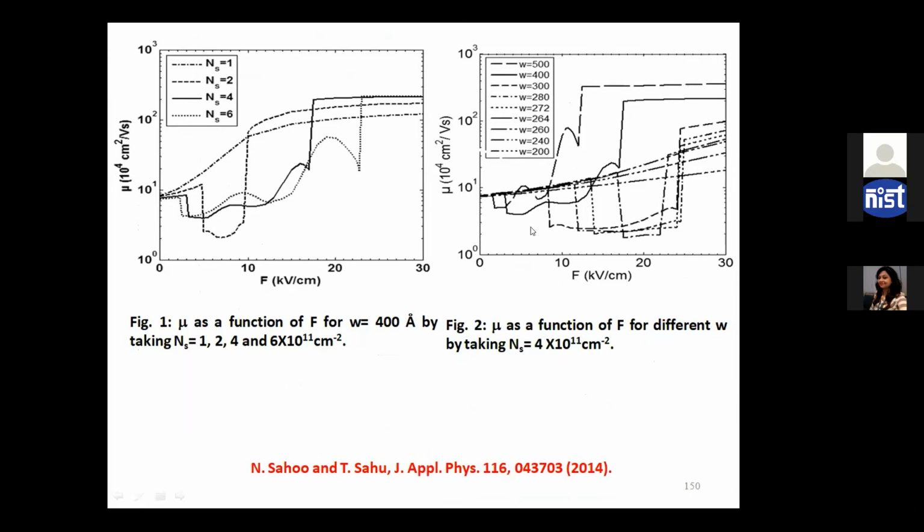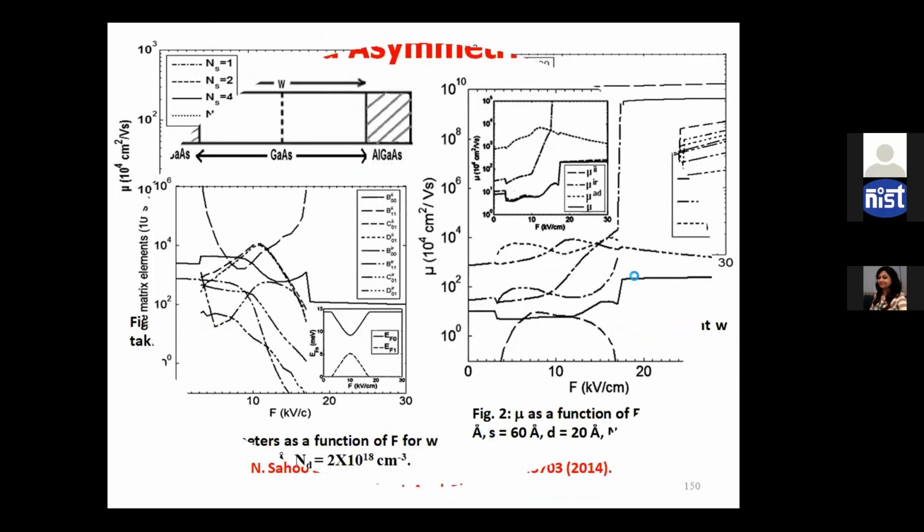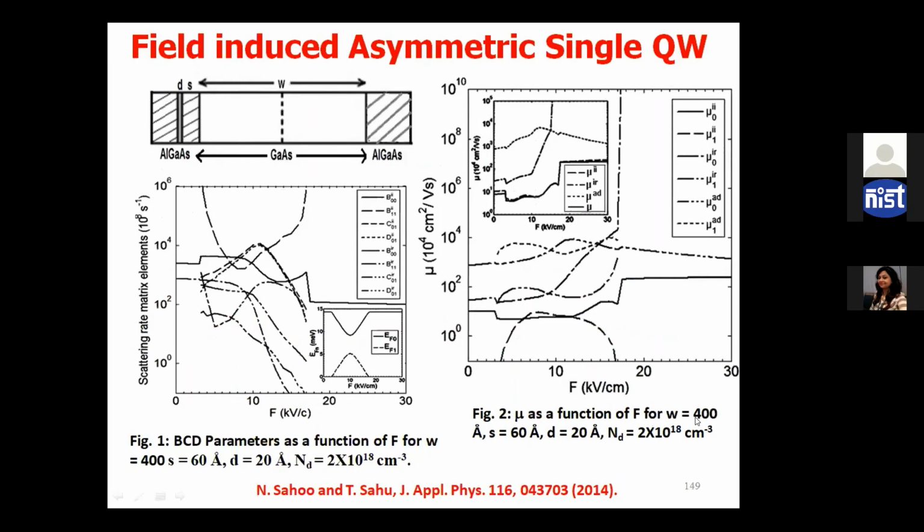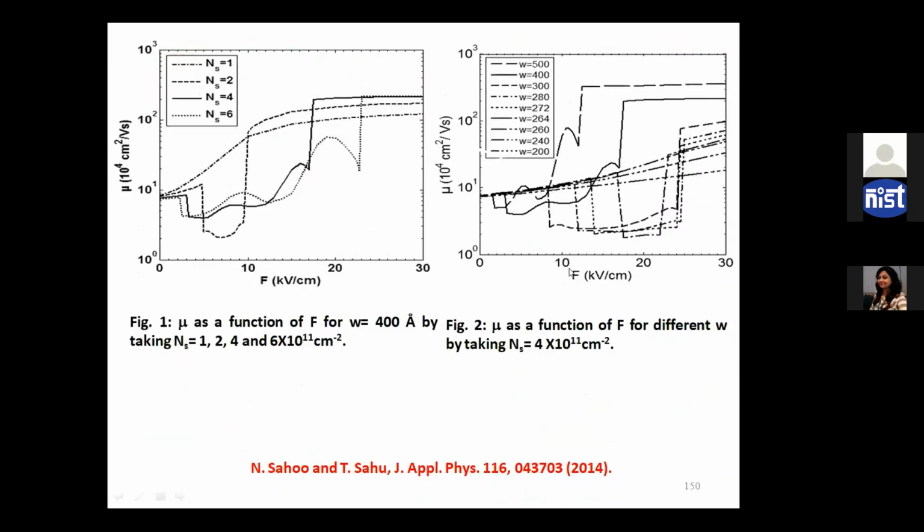Similarly, you can modulate this behavior of mobility by changing the well width. Here, in this case, the well width is 400. Now if you increase the well width, see this last one is 500. As you increase the well width, the mobility also increases.